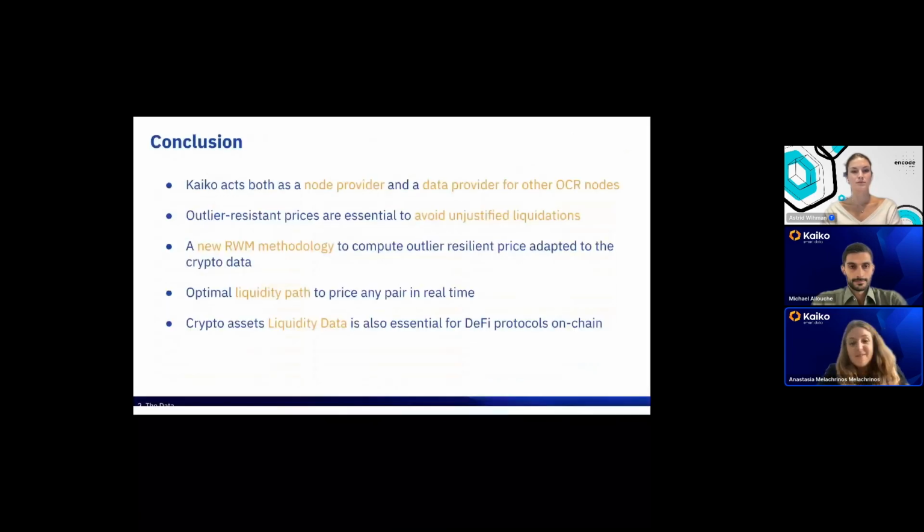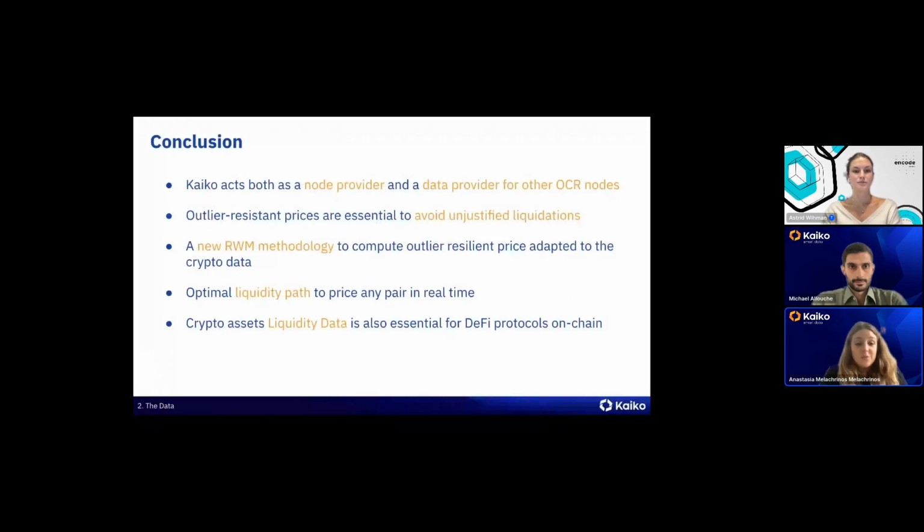To conclude, we have seen that Kaiko works with Chainlink as a node provider, but also feeds other data providers and node providers with price data. And so we contribute to the Chainlink ecosystem in two ways. The data that we push is based on a robust methodology that is quite innovative and specifically built for the cryptocurrency data and markets. It helps protocols to avoid typically unjustified liquidations due to its quality. And it's even based on a liquidity path to make sure that it's possible to get the price of any cryptocurrency, whether or not it's available in the markets with respect to the USD.